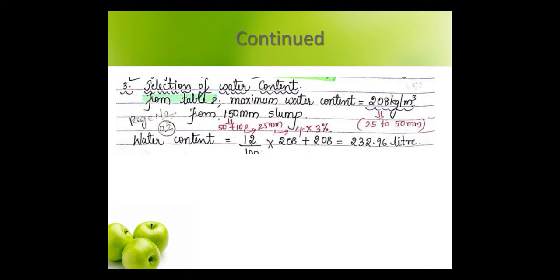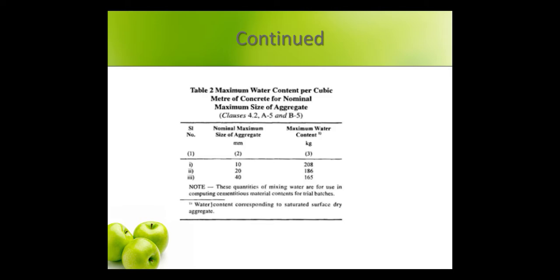Going to the third point, selection of water content. Again you will be using Table number 2 from IS 10262. Using Table number 2, you will get the maximum water content per meter cubic. The size of aggregate is 10 mm, so the maximum water content you are going to take is 208.